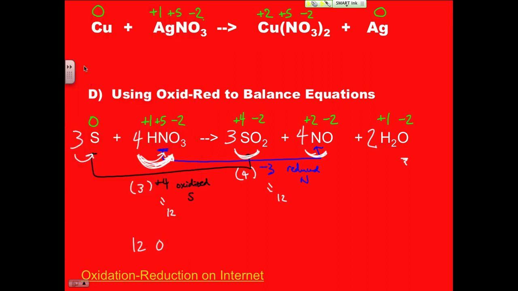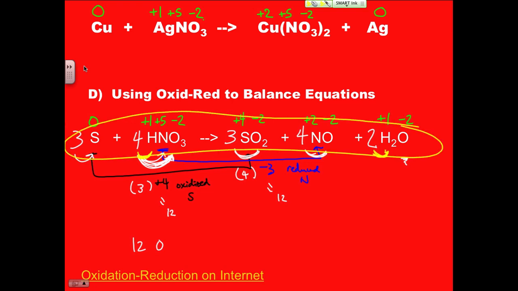Okay. Let's look at our H's. How many H's here? 4, and how many here? 4. So there would be the balanced equation for that. Now, if you would have tried to balance that before without using the oxidation numbers to get the 3, 4, 3, 4, 2, that would have probably been pretty difficult. Okay? So that's that.